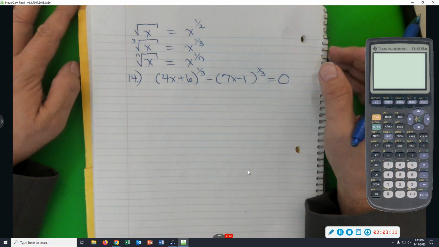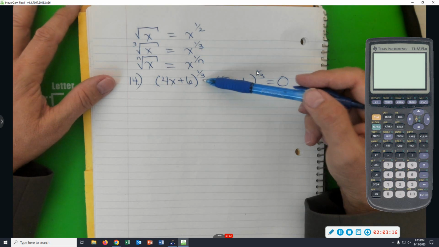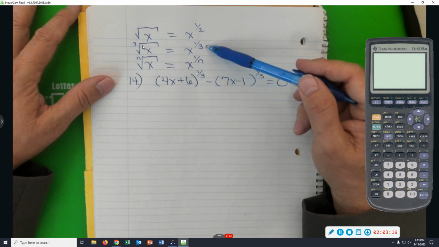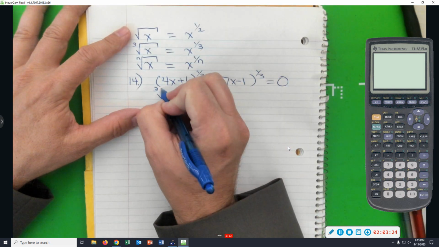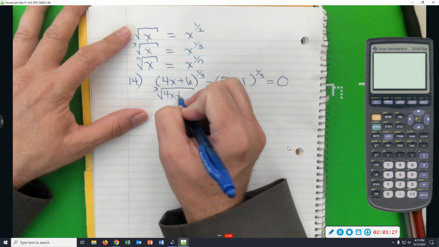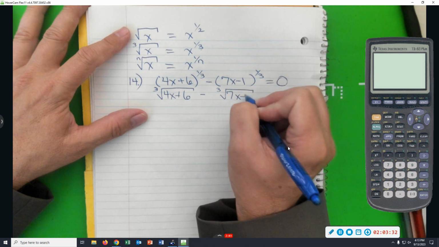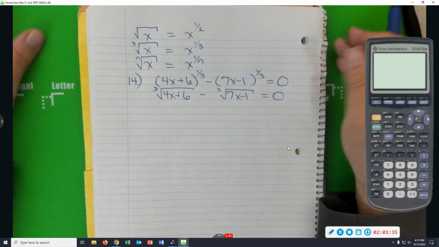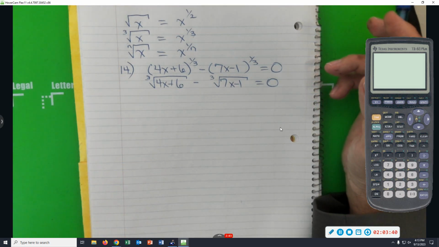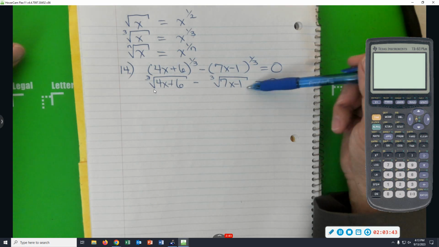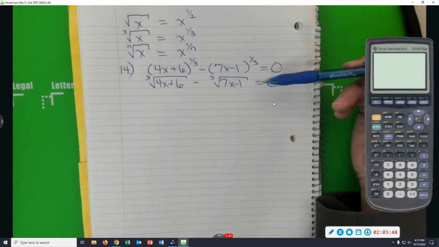Okay. My advice to you, when you see an equation containing fractional exponents, rewrite it using a radical. A 1/3 exponent is the same thing as a cube root. So a cube root of 4x plus 6 minus a cube root of 7x minus 1 is equal to 0. And I think this looks a lot better, or it looks familiar to us at least, because we know what we're going to have to do.